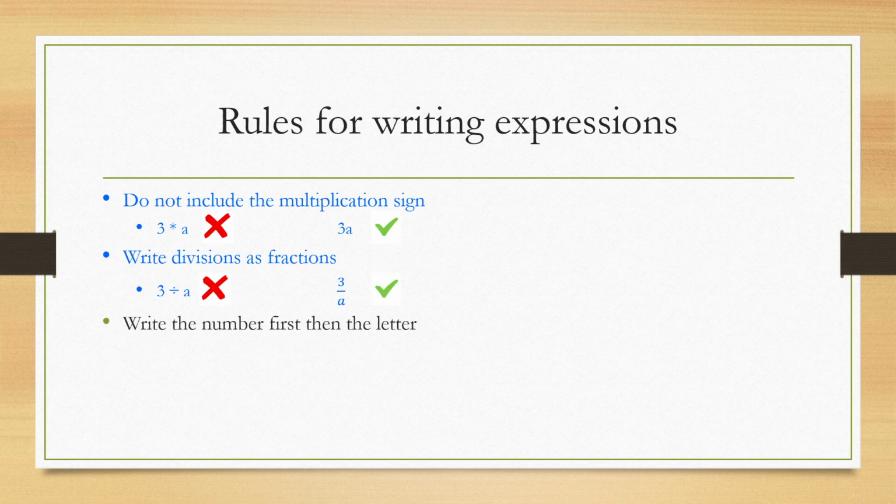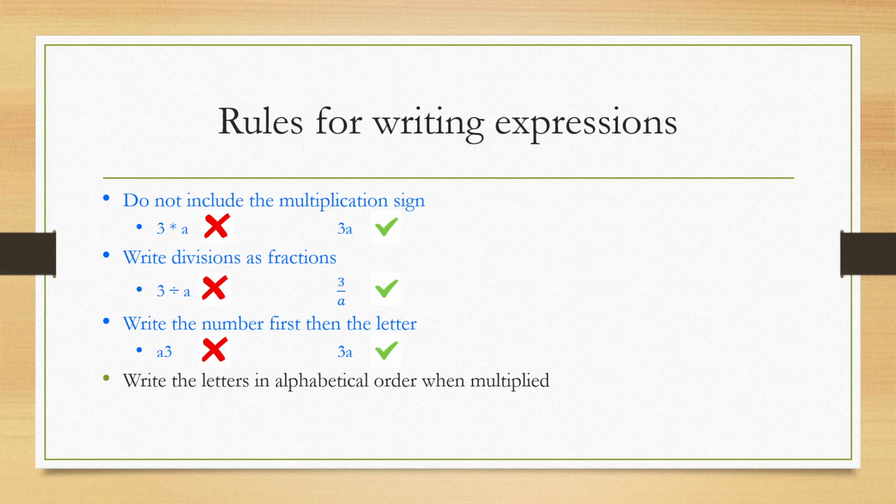Write the numbers first, then the letter. So writing A3 is wrong, and writing 3A is the correct way to do it. Write the letters in alphabetical order when multiplied. Here, as you can see in the first one, 3BCA is the wrong way to do it. The better way to do it is 3ABC.